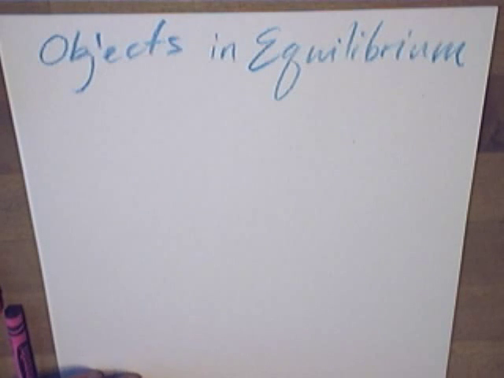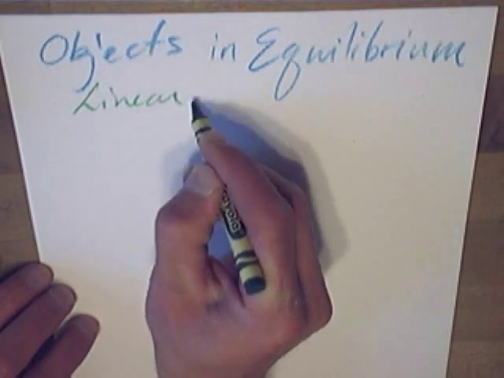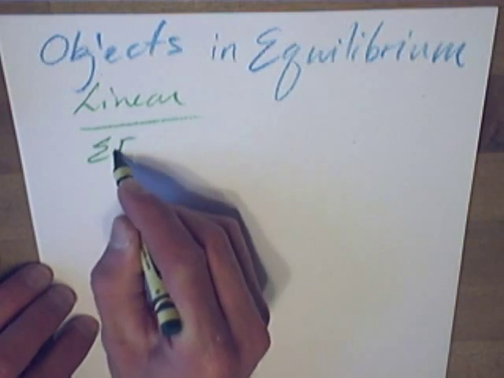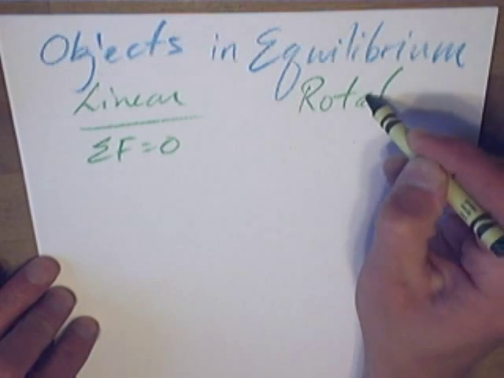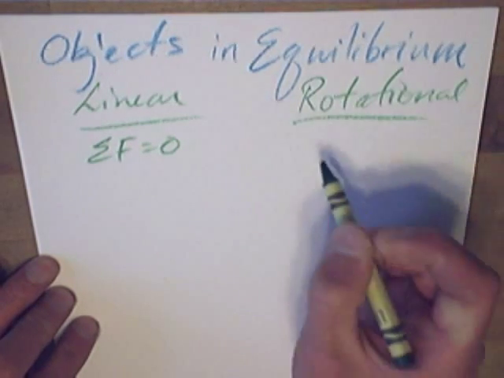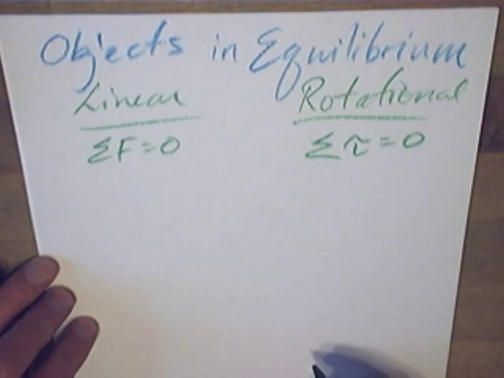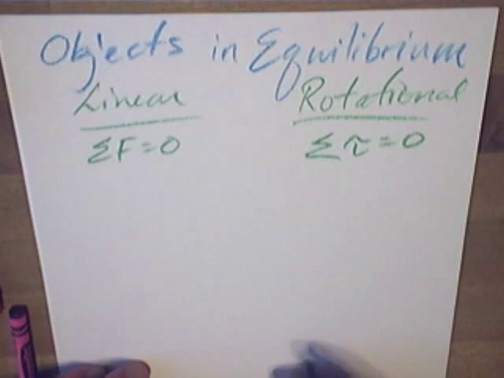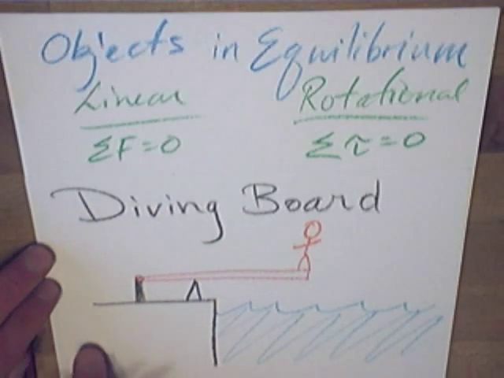All right, let's talk about objects in equilibrium. In the linear sense, that means the sum of the forces equals 0. In the rotational sense, that's got to be the sum of the torques equals 0. So, let's take a look at an object in rotational equilibrium, such as a diving board.